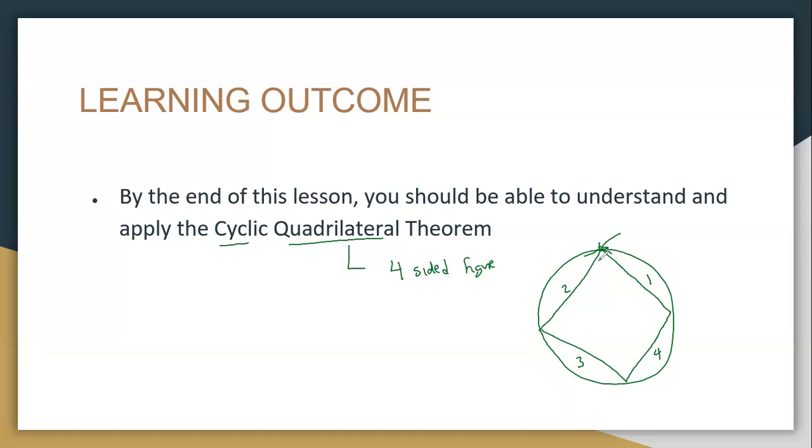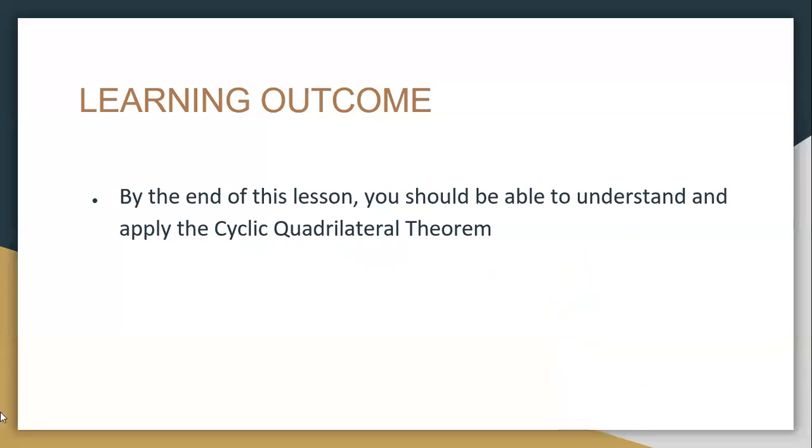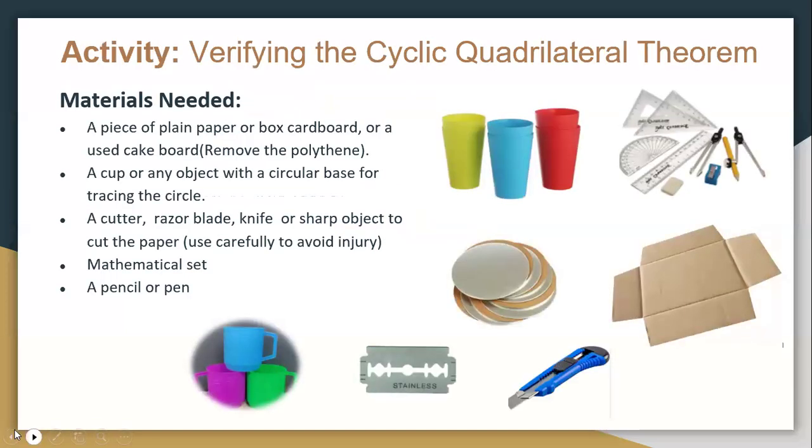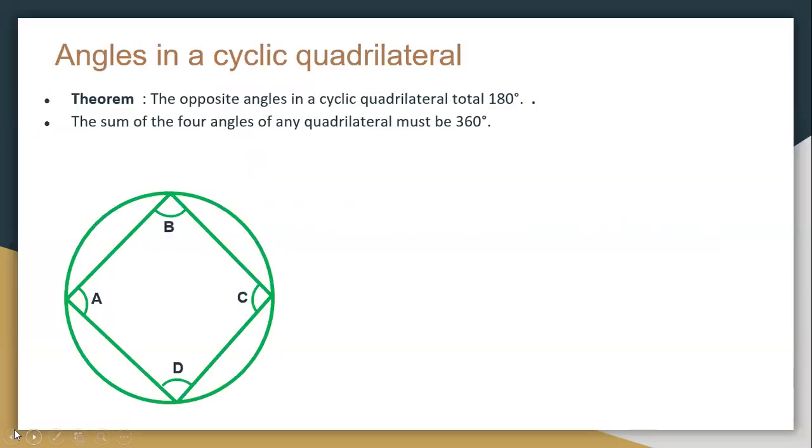Always, whenever you have two chords meeting, they will be forming an angle. So they will be subtending an angle. This is the theorem we are going to look at in today's lesson, and the activity will verify it.